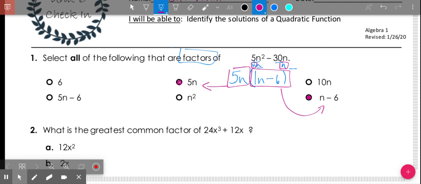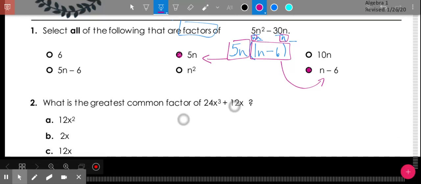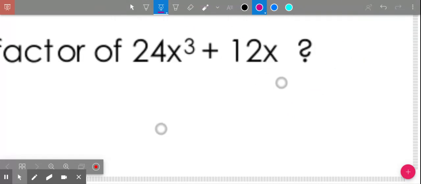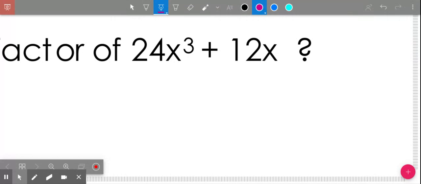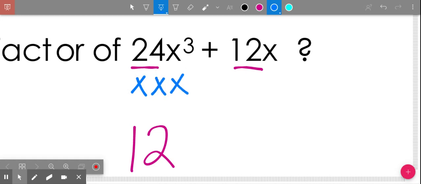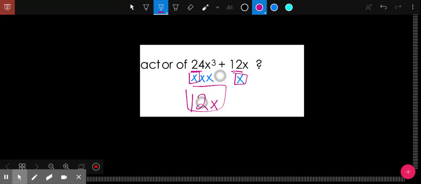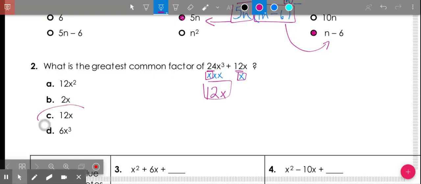Alrighty, very similar. Looking at number two, it says what is the greatest common factor of 24x cubed plus 12x? First, I look at my coefficients. The GCF of 12 and 24 is 12, so that's going to hang out up front. And now I'm going to break down my variables. So I have x cubed, which is x, x, and x, and then I just have a standalone x. So that means they both have one x in common. So that means 12x is going to be my greatest common factor, which is C.